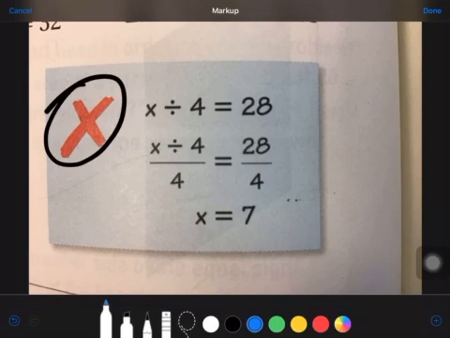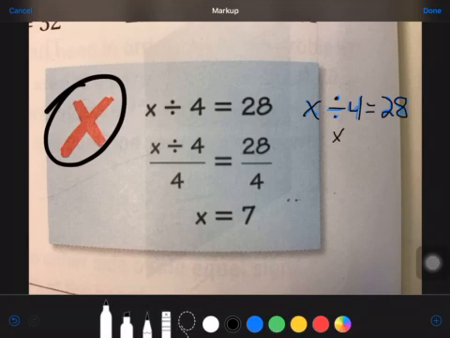So in other words, if we had x divided by 4 equals 28, and I'm going to change that too so we can see it a little better. So x divided by 4 equals 28. What are we doing to the x? And what do we do to get it all by itself?